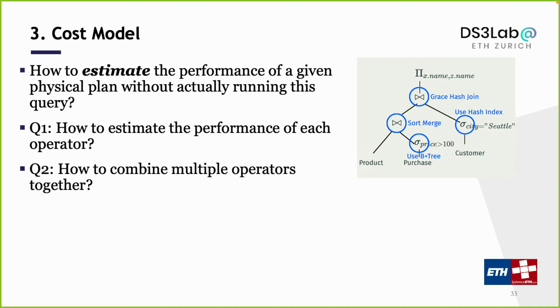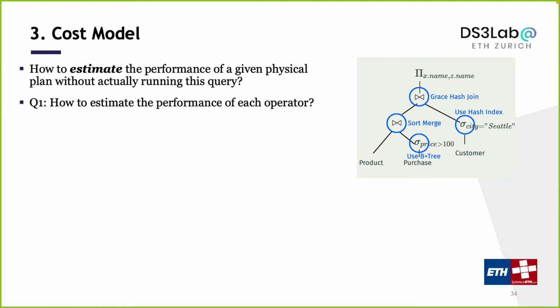So if you look at this, there are two fundamental questions that we need to understand. The first one is, because my plan is a DAG or tree of operators, I want to understand how to estimate the cost of running a single operator. And then the second question is, how can we combine those multiple operators together to get the cost of the whole plan. Those are the two fundamental questions. The second one is slightly easier than the first one, so we are going to look at the first one first.